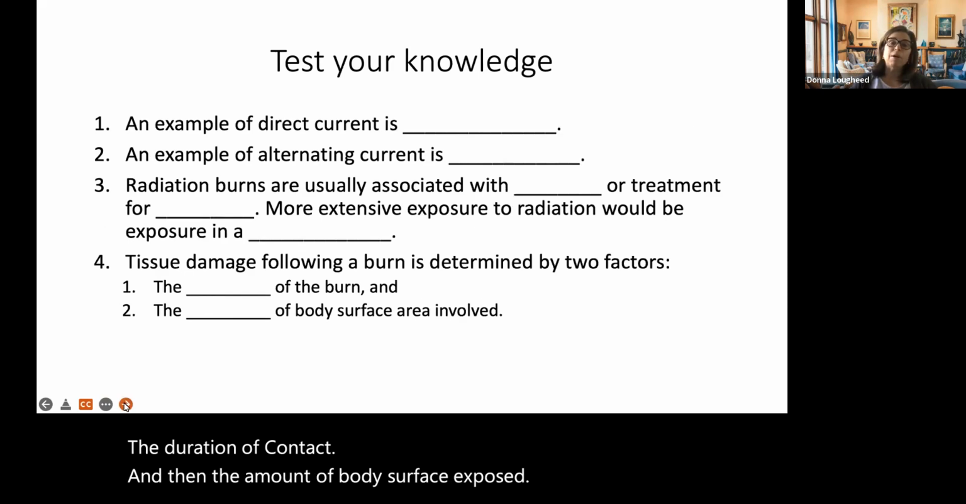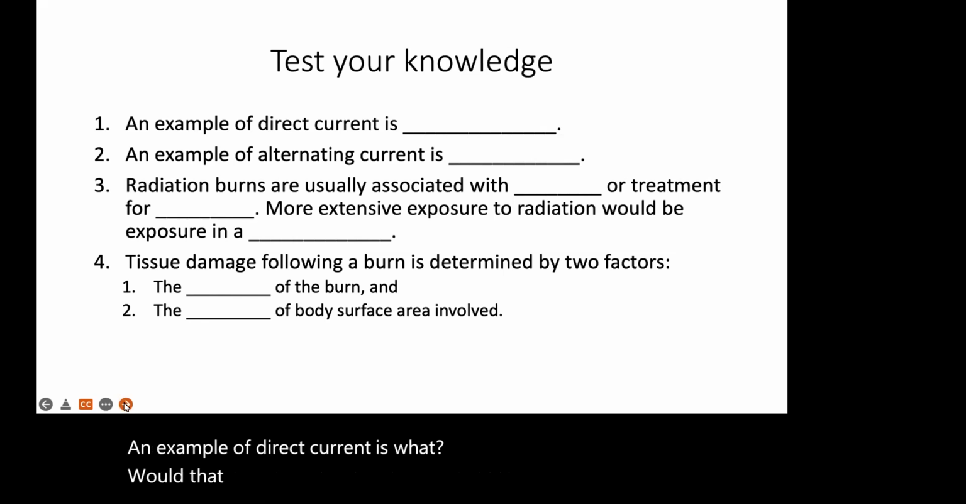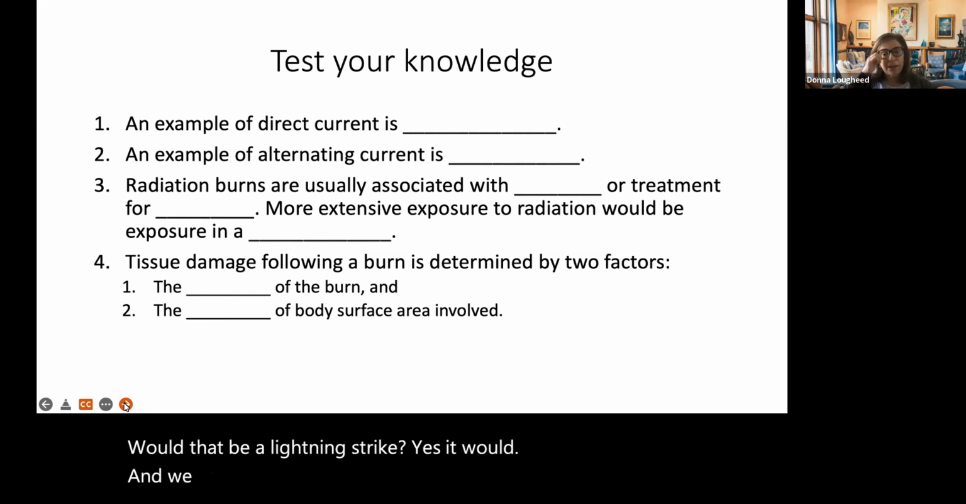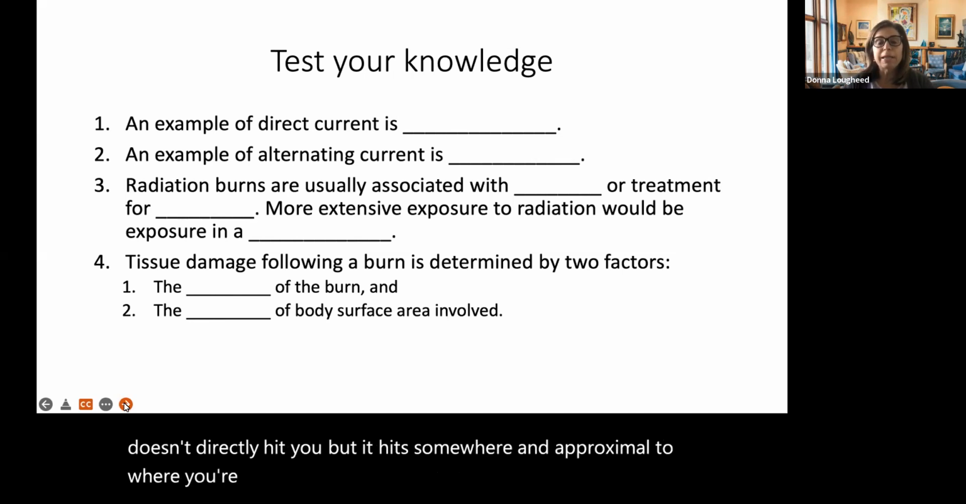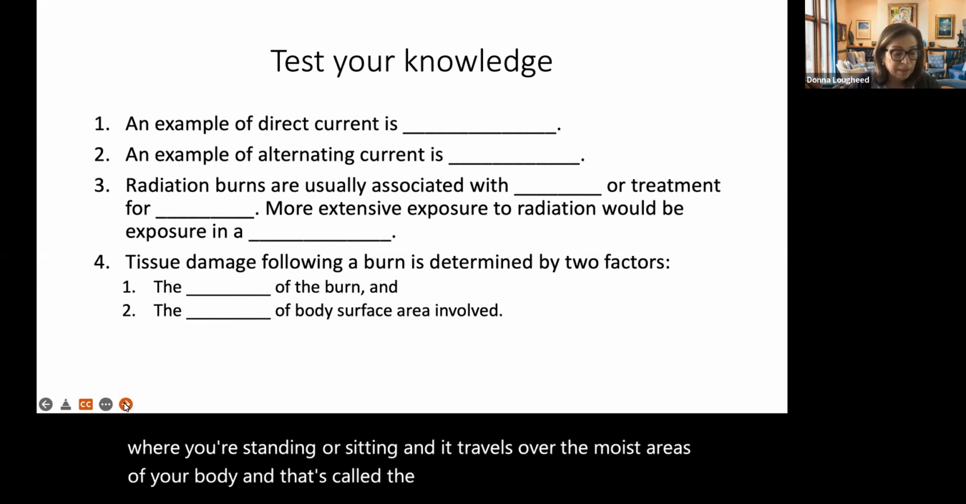An example of direct current is what? Would that be a lightning strike? Yes, it would. And we talk about the flashover effect of lightning, where the bolt doesn't directly hit you, but it hits somewhere proximal to where you're standing or sitting, and it travels over the moist areas of your body. That's called the flashover effect.